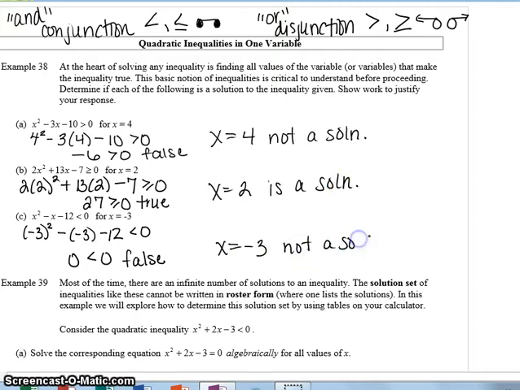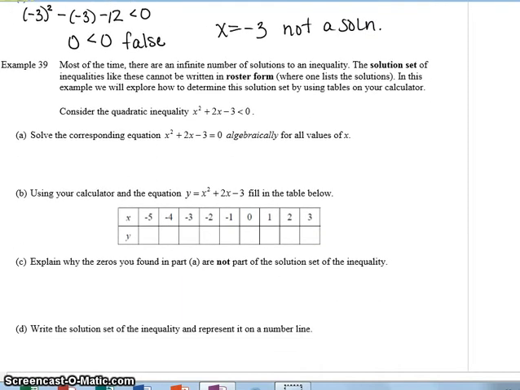All right, moving on to example 39 here. It says most of the time there are an infinite number of solutions to an inequality. The solution set of inequalities like these cannot be written in roster form, where one lists the solutions. In this example, we will explore how to determine the solution set by using a table of values on your calculator.